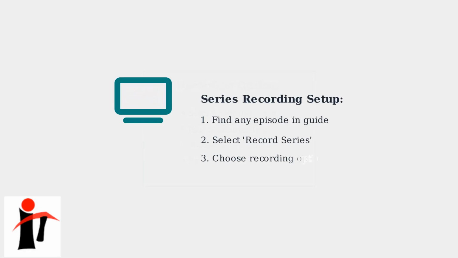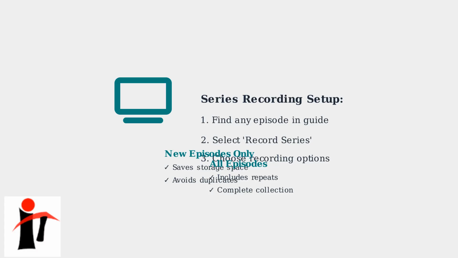For series recording, the process is similar, but with additional options. Find any episode of the series you want to record in the TV guide, then select Record Series instead of a single recording. You'll be presented with two main options: record new episodes only, which is ideal for ongoing series, or record all episodes, which captures repeats as well. You can also configure recording quality and automatic deletion settings.